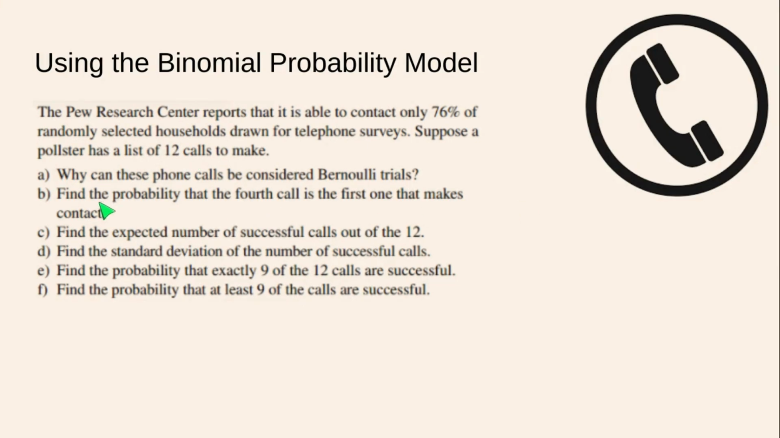So let's look at part B. Find the probability that the 4th call is the first one that makes contact. So we are trying to find the likelihood that not the first or second or third, but the 4th call is the first success. That is a geometric probability model problem. Give this one a go. Feel free to pause the video and unpause when you're done.